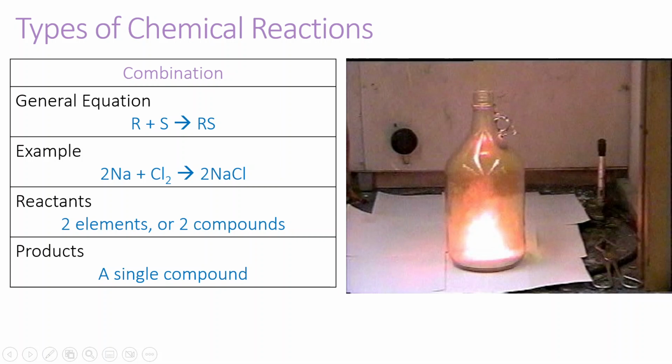So the example that I have on the screen here is a picture that's showing chlorine gas and sodium metal has been added to it. And we see that this reaction is occurring here. And it's giving off lots of energy in the form of light and heat. And we are forming sodium chloride here. So we have two elements or two compounds coming together to form a single product, a single compound.